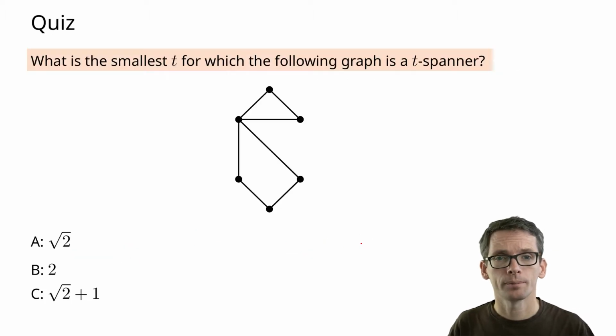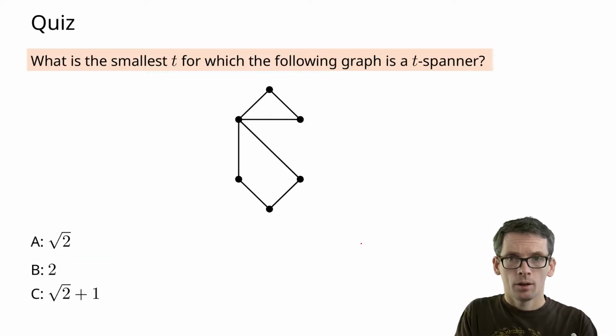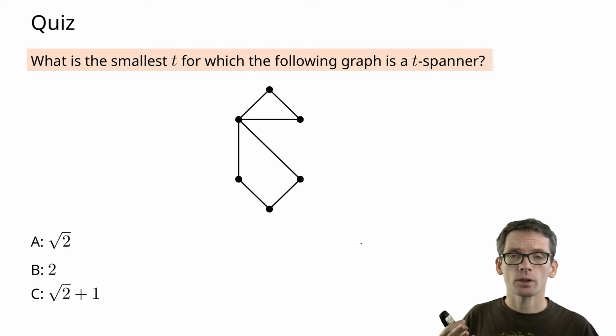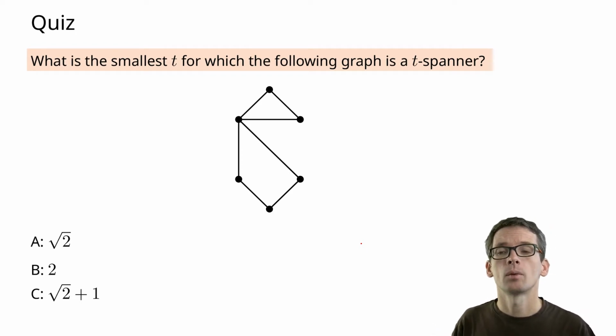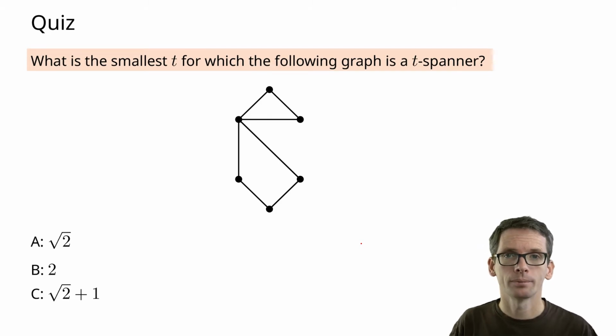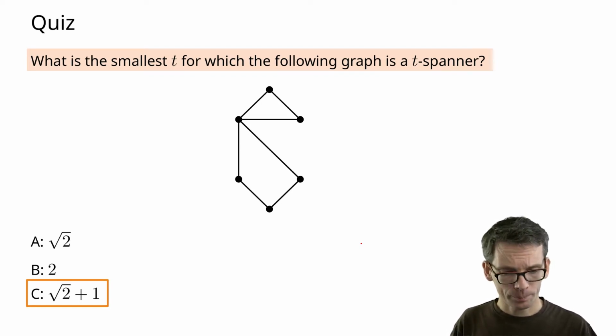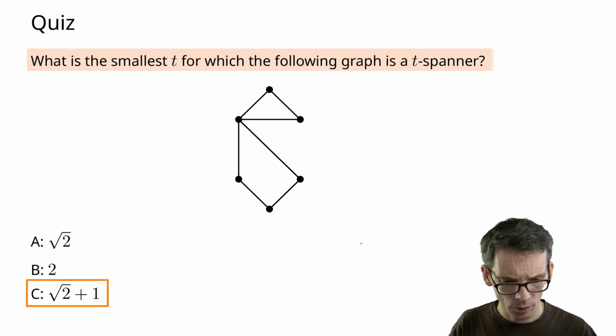Here's a small quiz. You see this graph, and what is the smallest t for which this graph is a T-spanner? And your options are square root of 2, 2, and square root of 2 plus 1. And the correct answer here is square root of 2 plus 1. Why is that the case? So let's have a look.